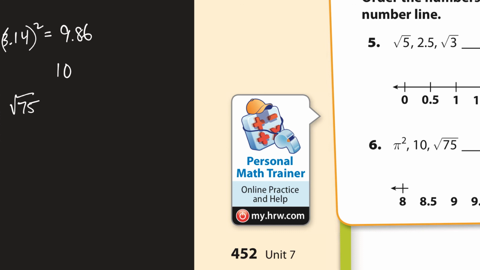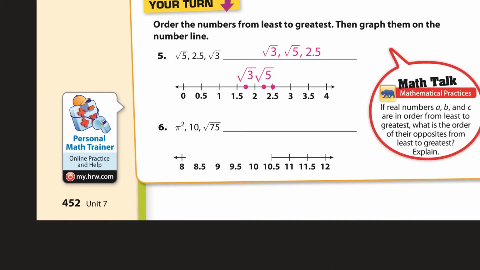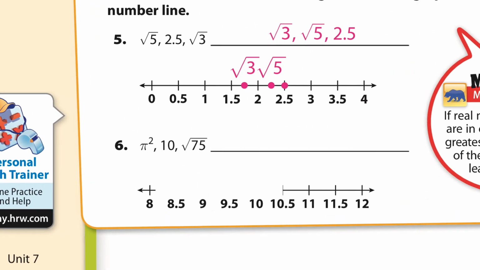Well, that's going to be the smallest, because 8 squared is 64, and 9 squared is 81, and it's closer to 81, so call it 8.6, something like that. So the smallest is square root of 75, and then goes pi squared, and then finally 10 is the biggest. And let's see how I did. Okay, I'm right, and this is where those numbers belong on the number line.